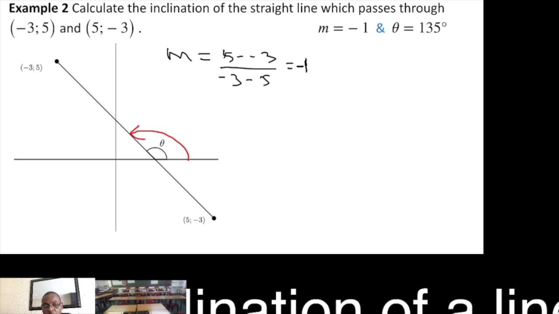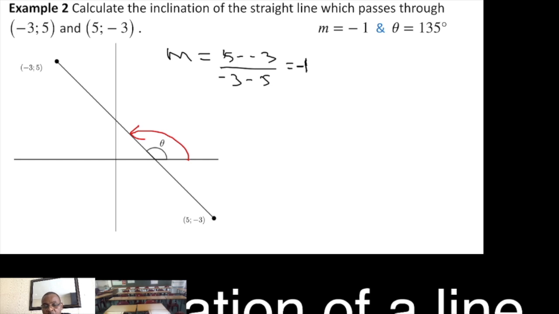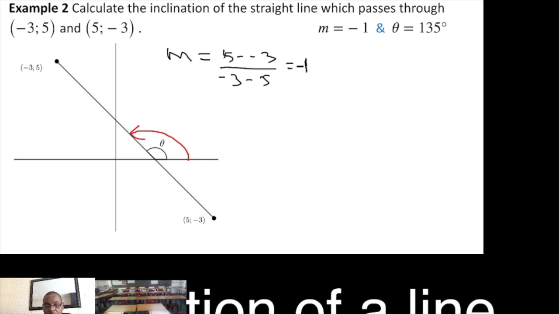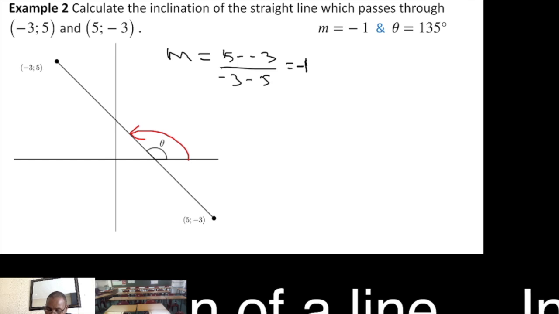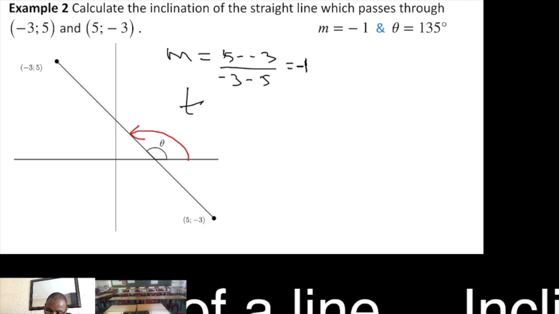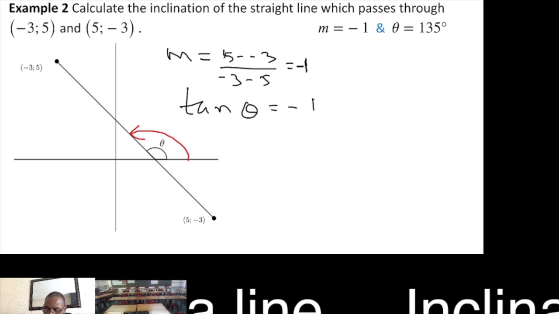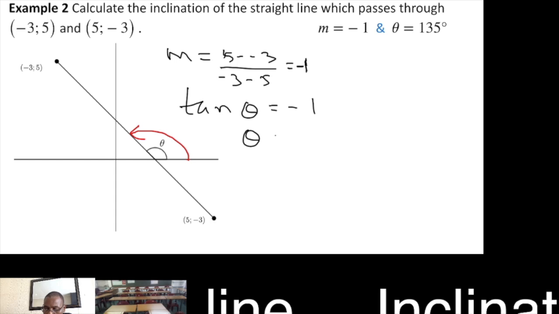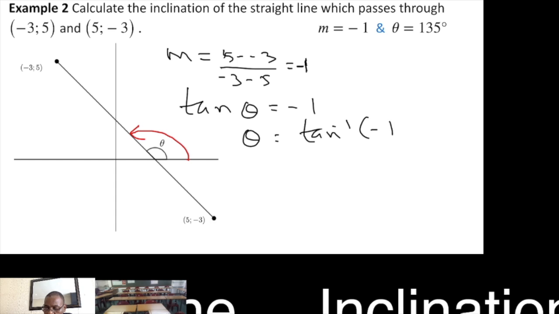And we said earlier on, a negative gradient will actually give you an obtuse angle. And this is what we are looking at now. Now let's use the formula tan theta is equal to m. So now that means tan of theta should be equal to -1. And you work out theta using your calculator, shift tan of -1.